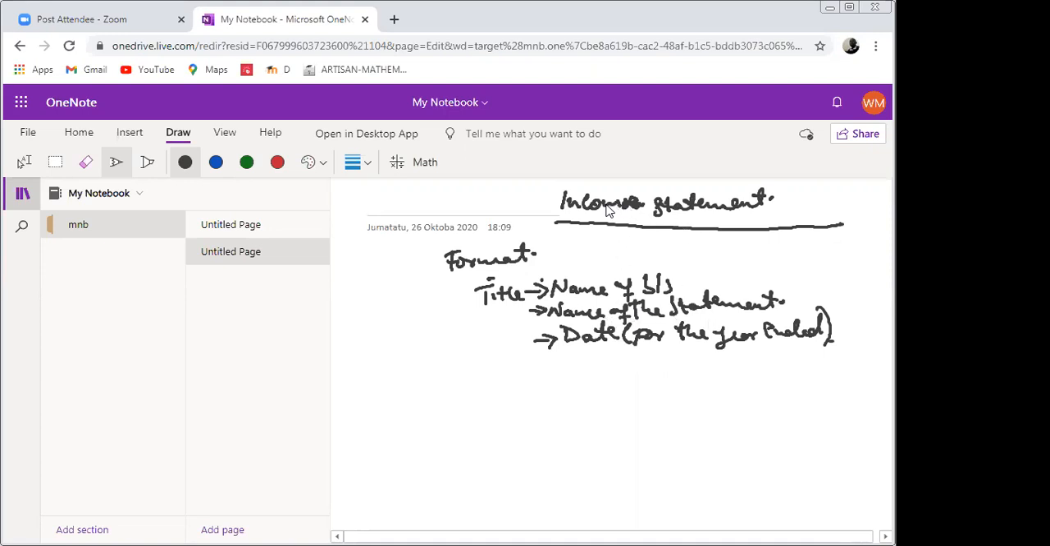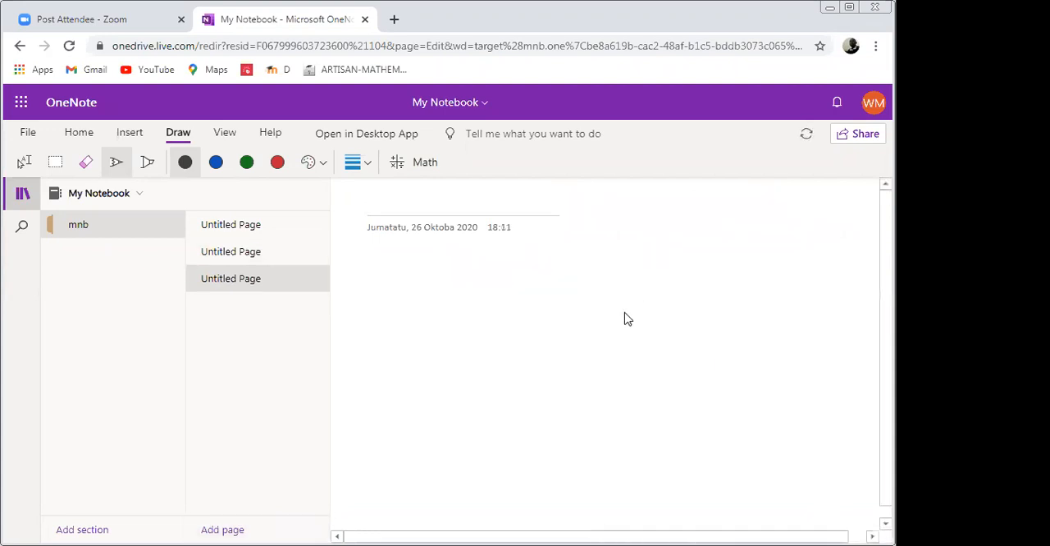So the name of the statement you just capture is the income statement, and then you say for the year ended 31st December 2019. But the whole of this is going to be provided in the question. So the date is provided, the income statement you will be told to prepare. The name of the business is also going to be provided. So you capture these three in the title. Having said that, now you go to the main document and see what it contains.